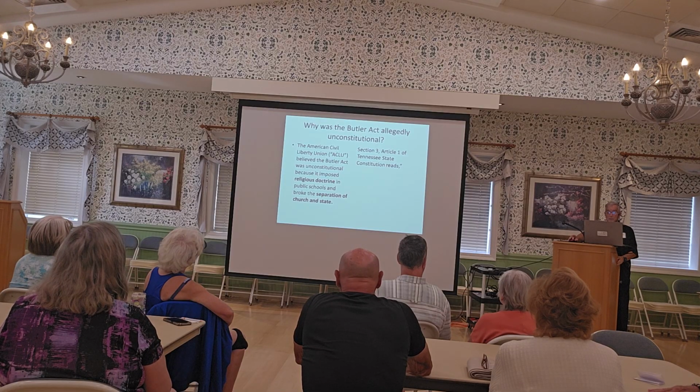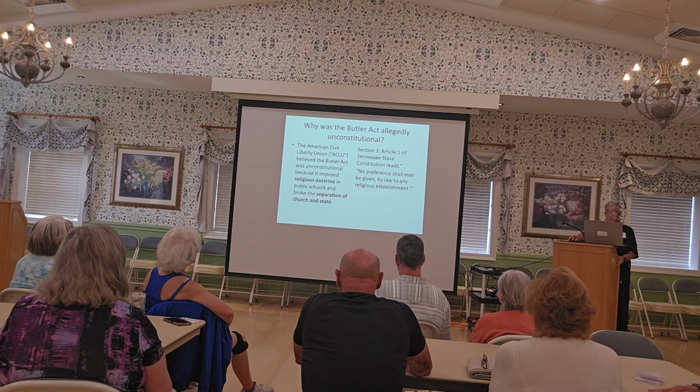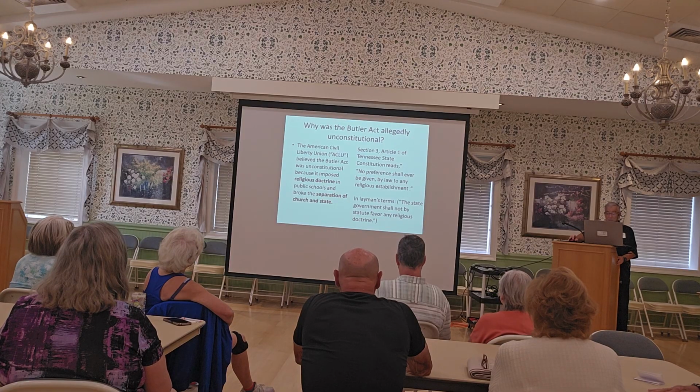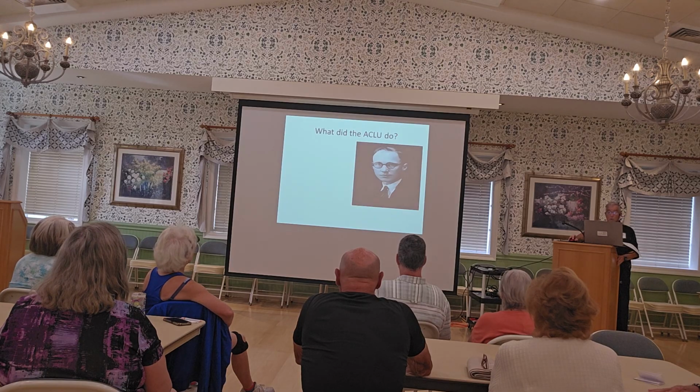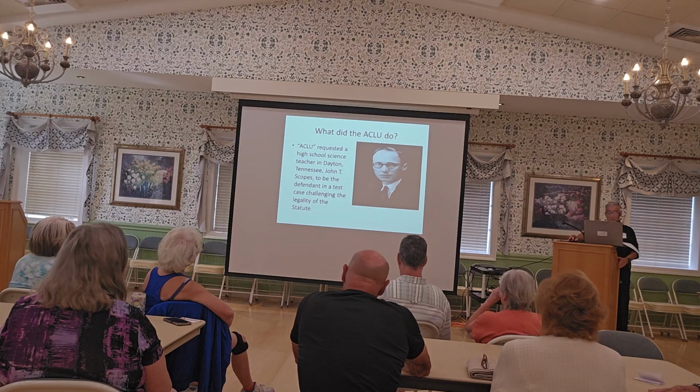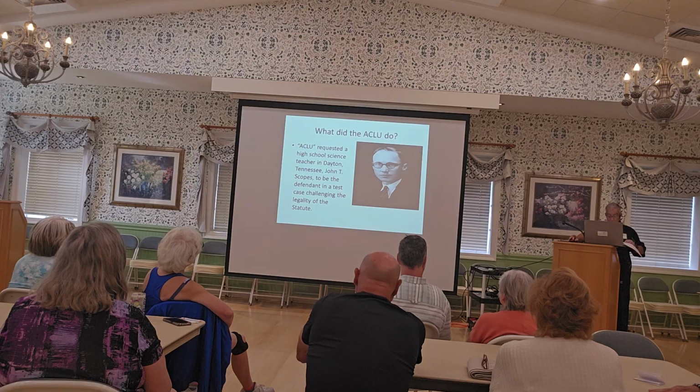Section 3, Article 1 of the Tennessee State Constitution reads, "No preference shall ever be given by law to any religious establishment." In layman's terms, that means the state government shall not by statute favor any religious doctrine. So, what did the ACLU do? It requested a high school science teacher in Dayton, Tennessee, John T. Scopes, to be the defendant in a test case challenging the legality of the anti-evolution statute.